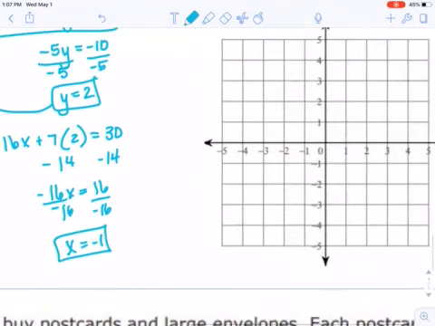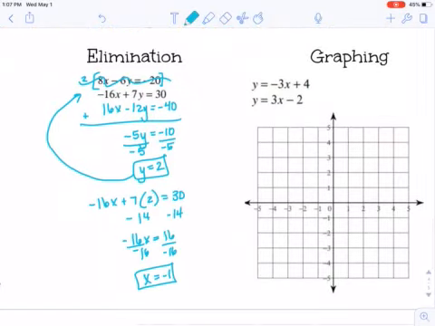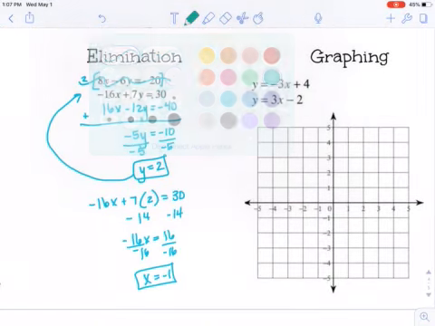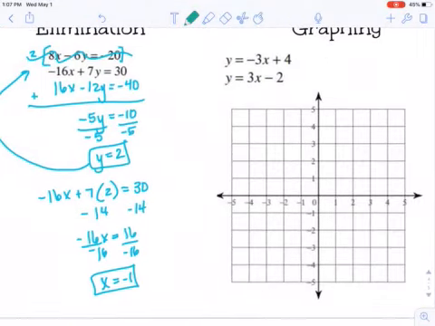Okay, the last method is graphing. And this is again where you just put the two problems on the graph and then you find their intersection. So the first one, we have negative 3x plus 4. So there's my y-intercept of 4. Do a slope of negative 3. Okay, my next equation was 3x minus 2, so here's minus 2, positive 3x is my slope this time.